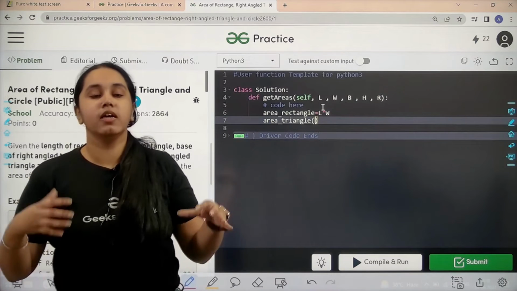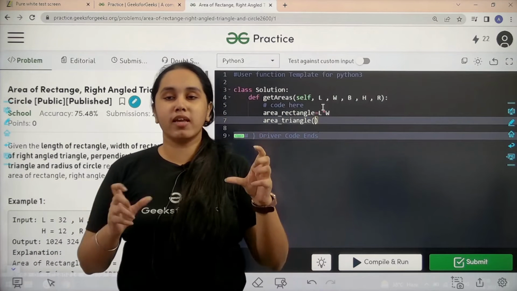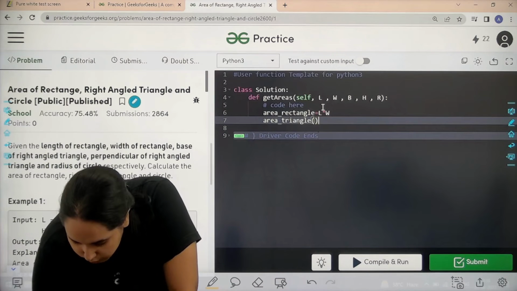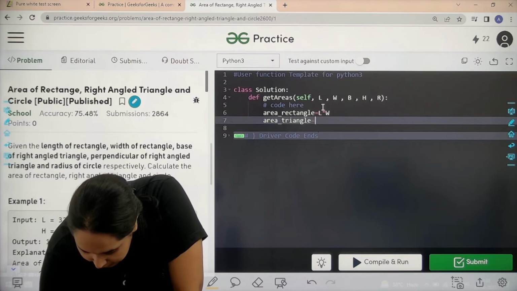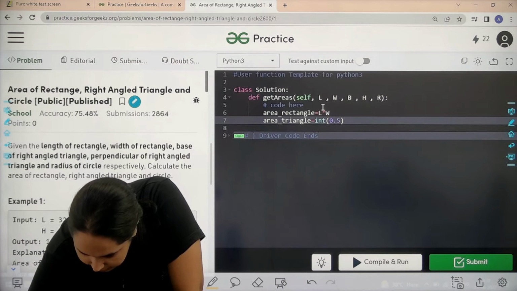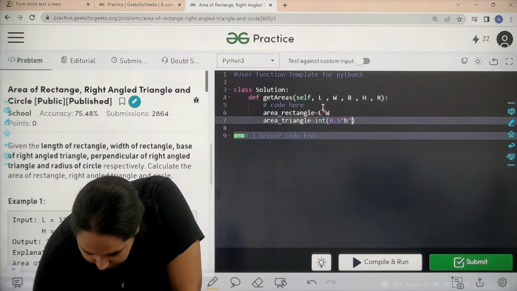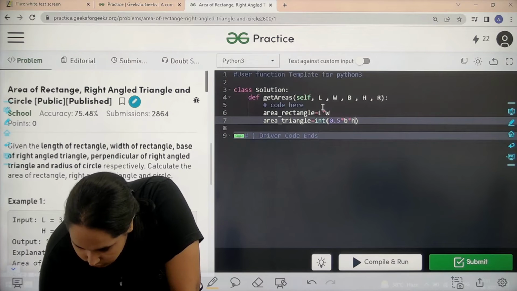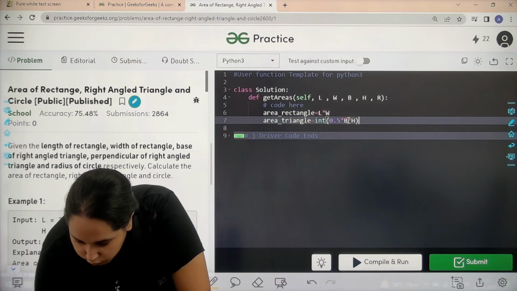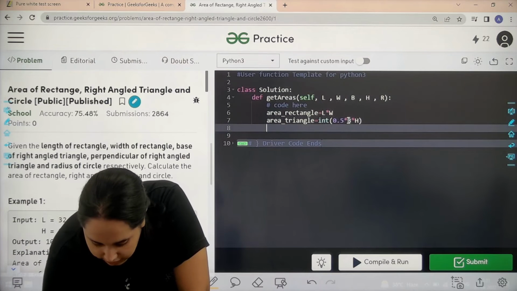Now remember, this might come in the form of a float value. I want an integer answer, so I will do type conversion over here. So it would be integer of 0.5 star base star height. The base should be in capital, so let me write it in capital. So this is for the area of the triangle.